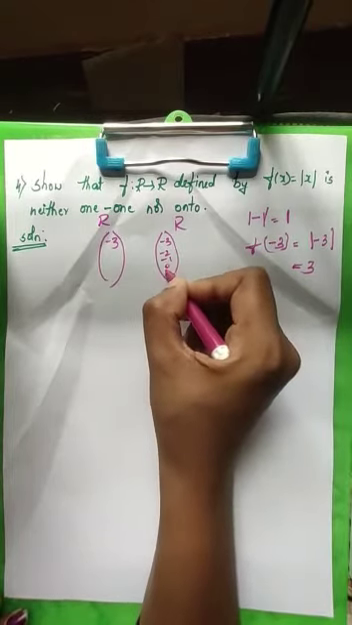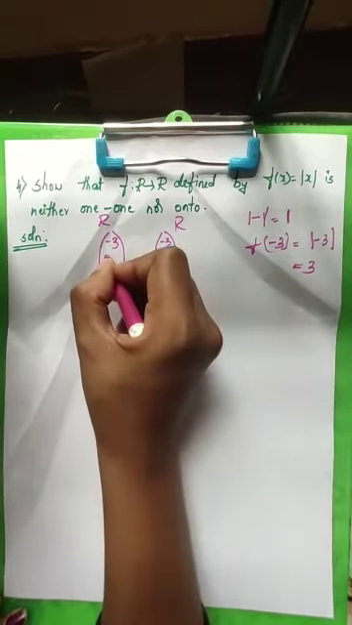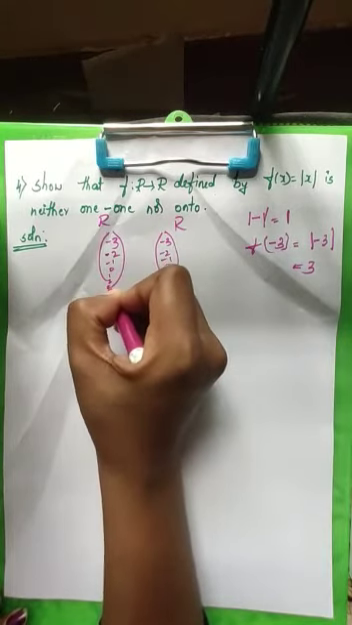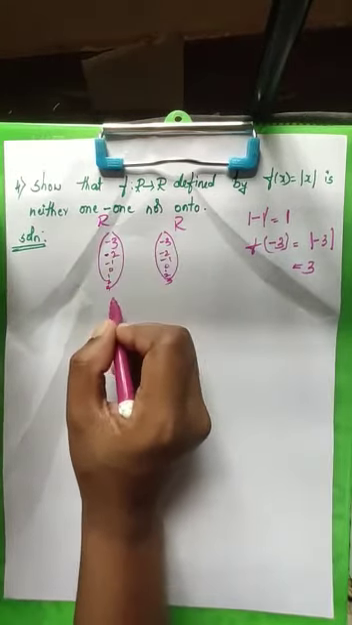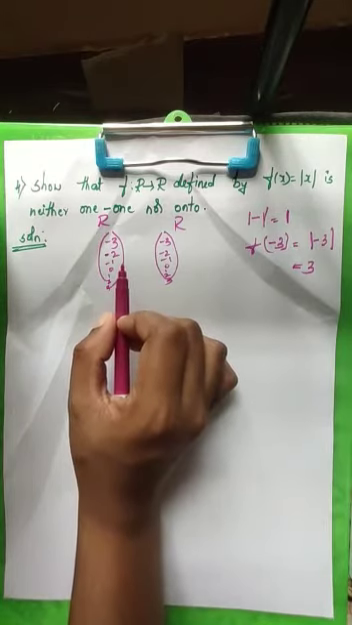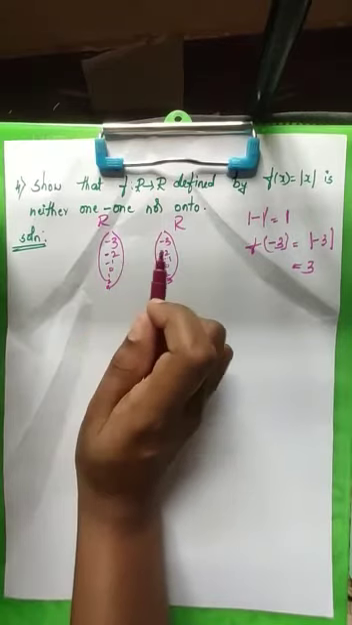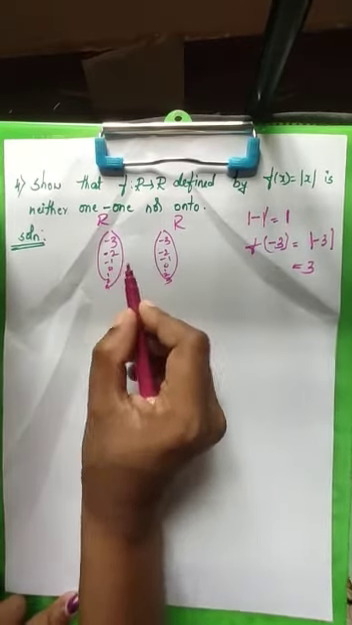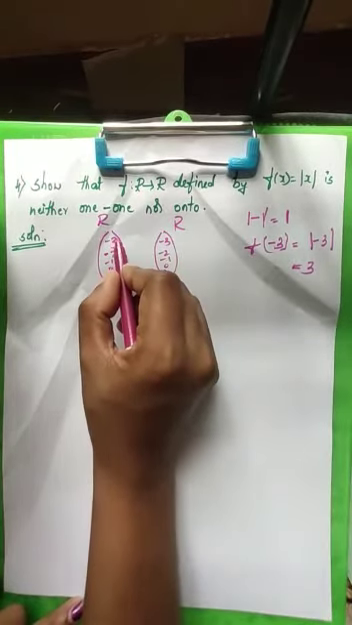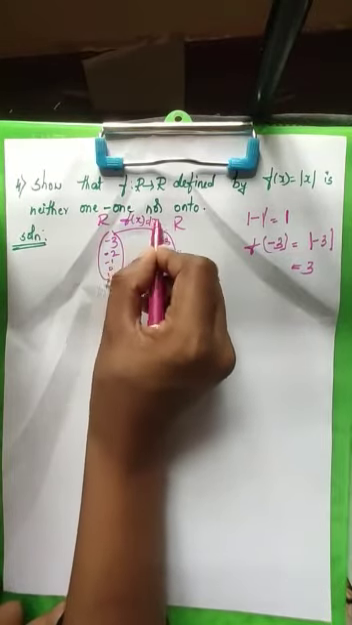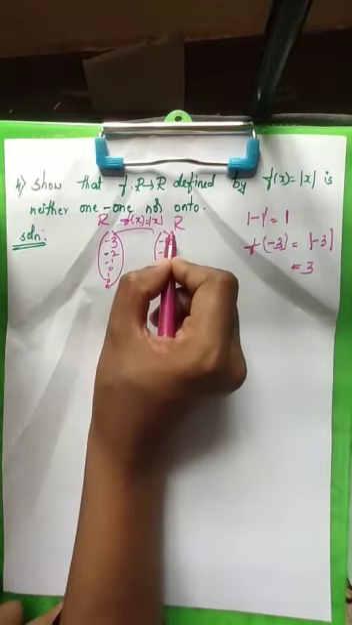So whatever number you take over here, -2, -1, 0, 1, 2, 3, I'm considering only the integers. Real numbers means you'll have the irrational numbers also, rational numbers, everything you'll have, okay? Just to explain, I'm considering these numbers. So f is the function, what is it? F of x should be mod x. Whatever x you take, it should go to mod x.